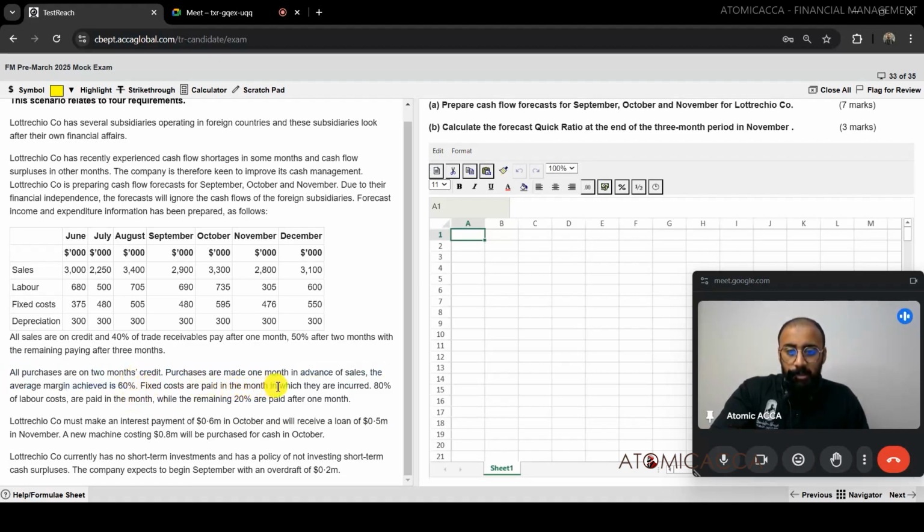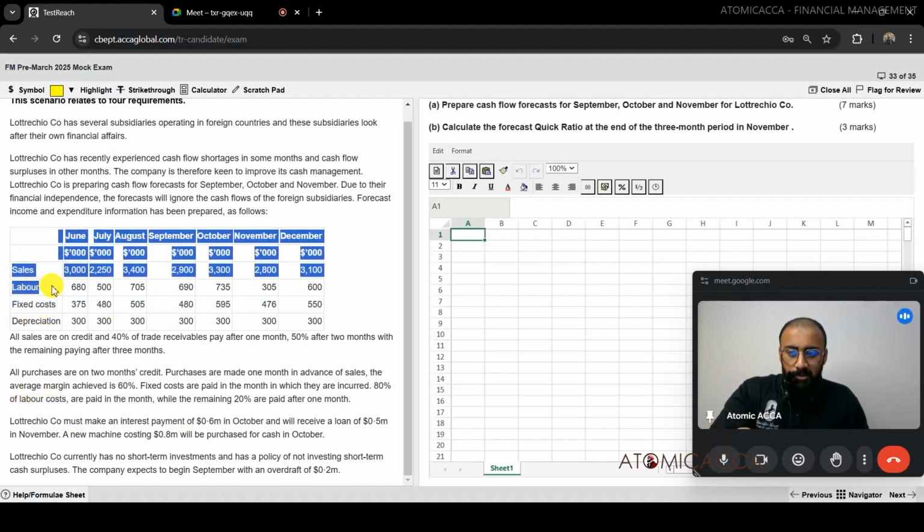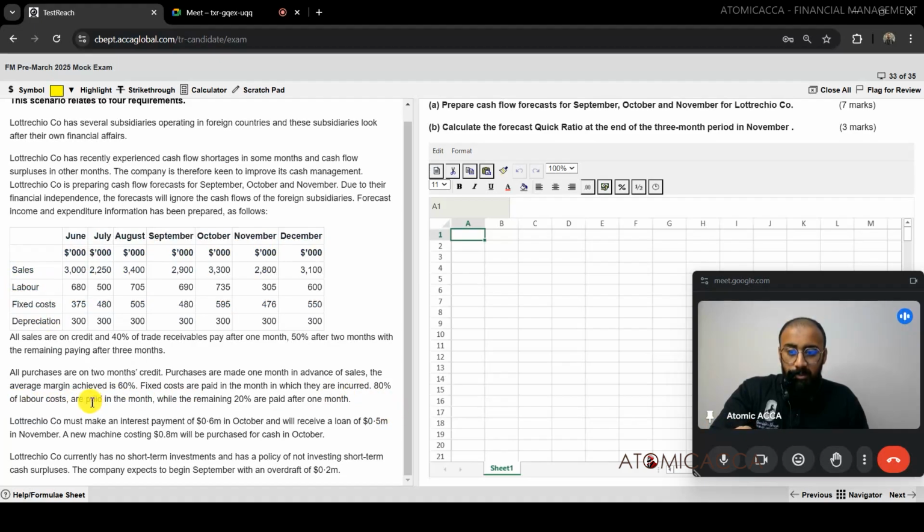Fixed costs are paid in the month in which they are incurred, so that is happening in the same month. 80% of labor cost is paid in the month, while the remaining 20% is paid 1 month later. So if some labor cost is over here, 80% is in the same month, 20% in the next month. L company must make an interest payment of 0.6 million in October, and will receive a loan of 0.5 million in November. So that's like a one-off event.